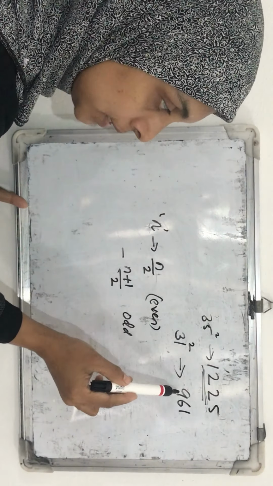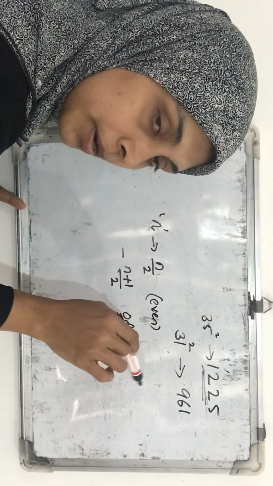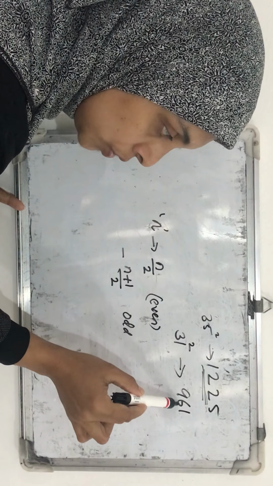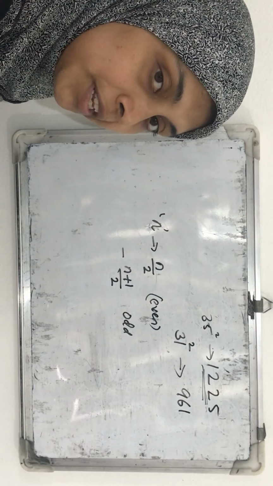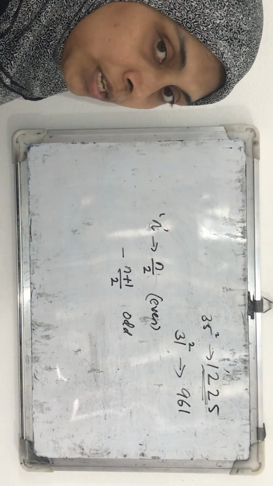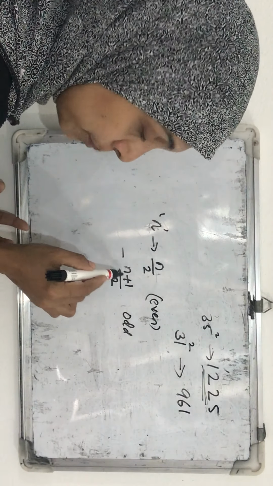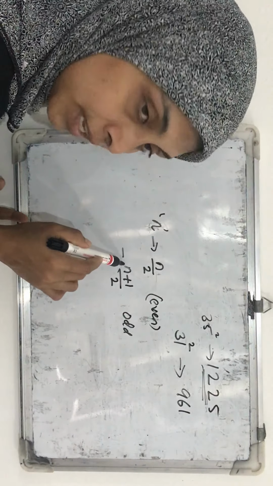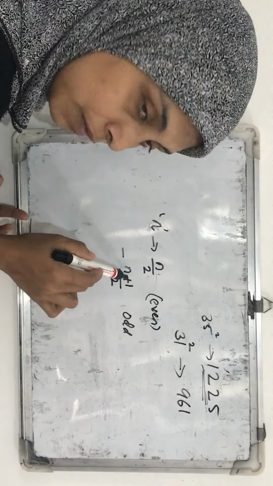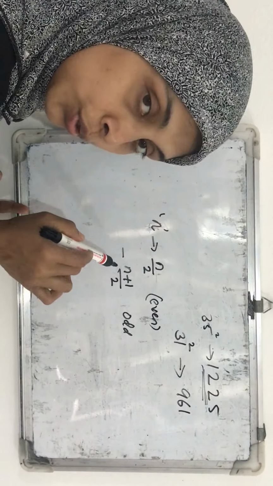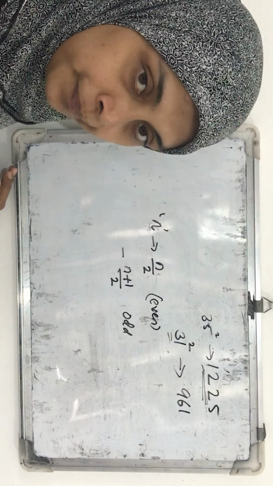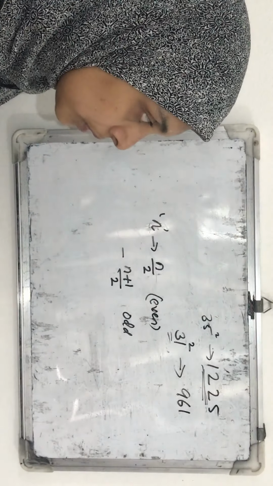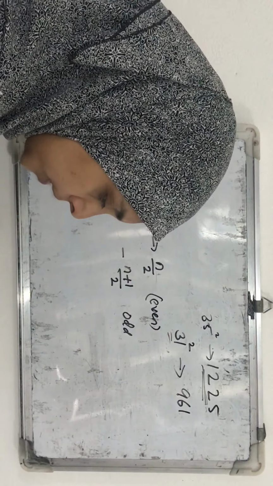Now in this case, how many digits in the square number? 3 digits are there, 1, 2, 3. 3 is an odd number. Then how many digits will be in its square root? That time we use n plus 1 by 2. Here n is 3. 3 plus 1 is 4, 4 by 2 is 2. In that case also 2 digits are there in its square root. Any other example also you can check.